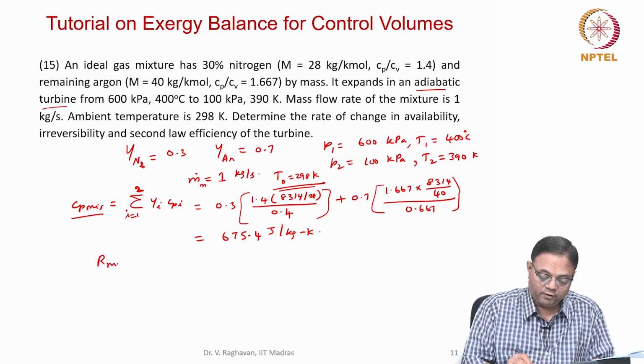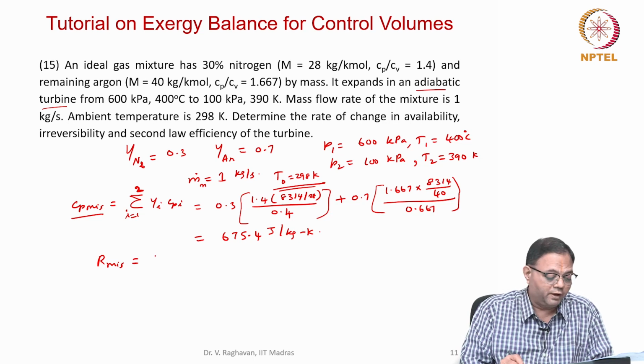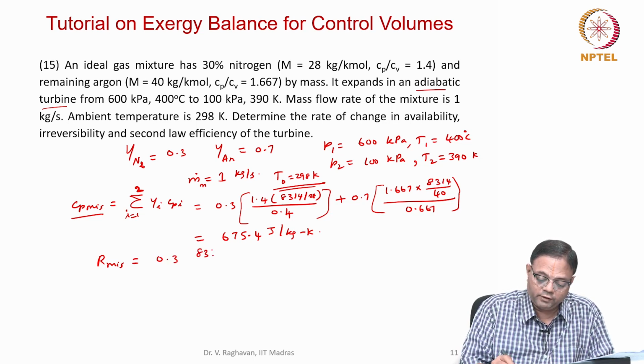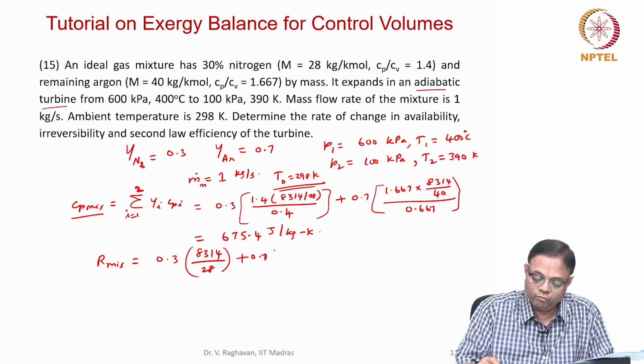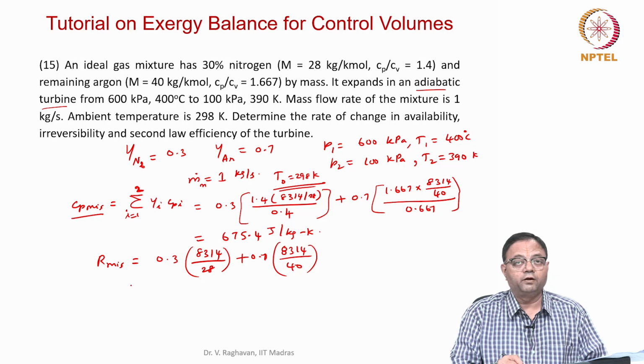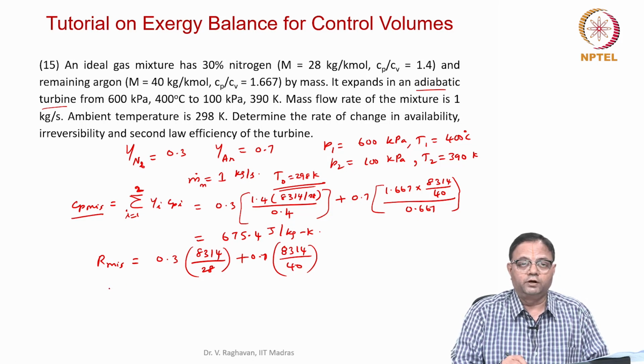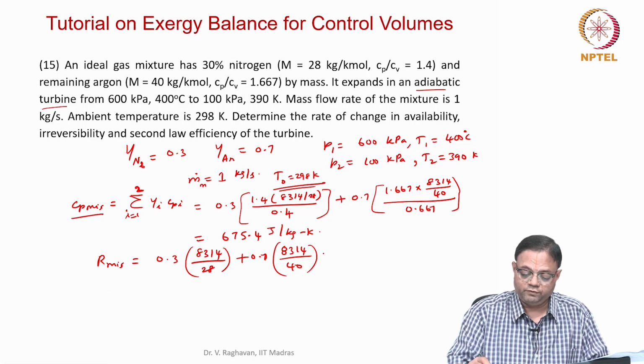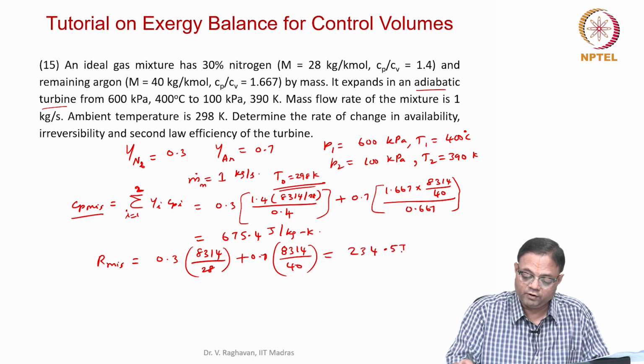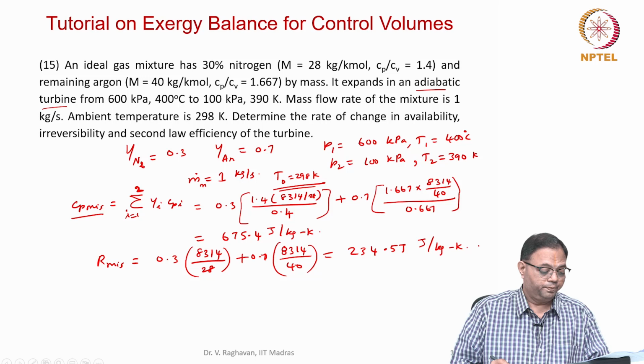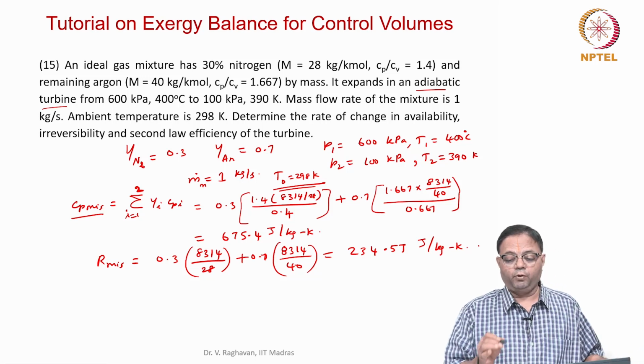Similarly, R mix I can find as again 0.3 into 8314 by 28 plus 0.7 into 8314 divided by 40. You can also find this as R U, that is the universal gas constant, divided by the molecular weight of the mixture. Molecular weight of the mixture in turn you can get from the mass fractions. Now this will be equal to 234.57 joule per kg Kelvin. Okay, now these are the important properties which we want.